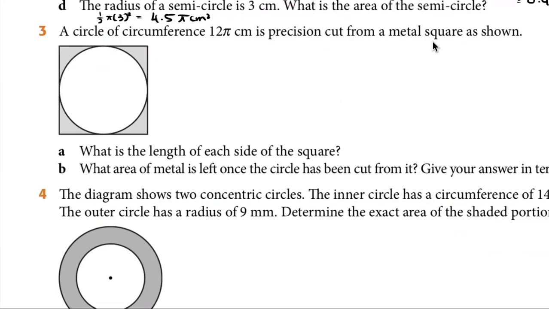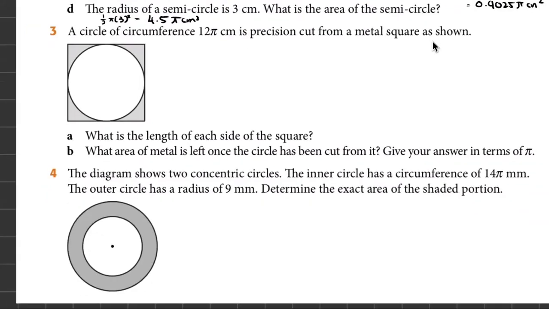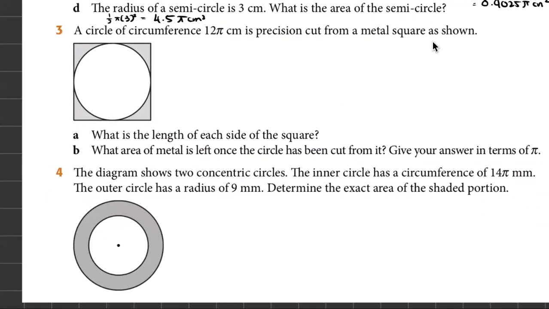Okay. A circle with a circumference of 12 pi is precisely cut from a metal square shown. So a circle with a circumference, this one is 12 pi. So I need to find the diameter. Pi d is equal to 12 pi. Diameter is equal to 12. When you have 12 centimeter here, then we can find everything else. What is the length of each side of the square? 12 centimeter. Because diameter is 12, you bring it down, it's also the side of the square.